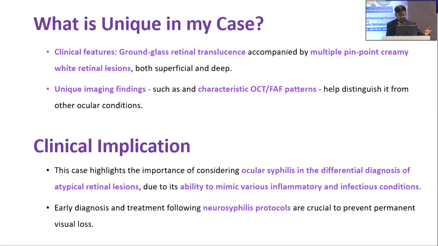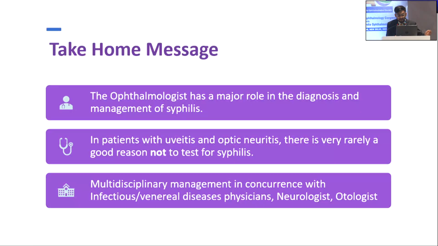So the uniqueness is the clinical features which are found in our case, the ground glass translucence and the creamy white lesions and the characteristic OCT and FAF patterns. And the clinical implication is that ocular syphilis should be considered in the differentials for atypical retinal lesions, due to the ability to mimic various inflammatory and infectious conditions. And the ophthalmologist has a major role in the early diagnosis. And the treatment is supposed to be a multidisciplinary management on the lines of neurosyphilis. Thank you.